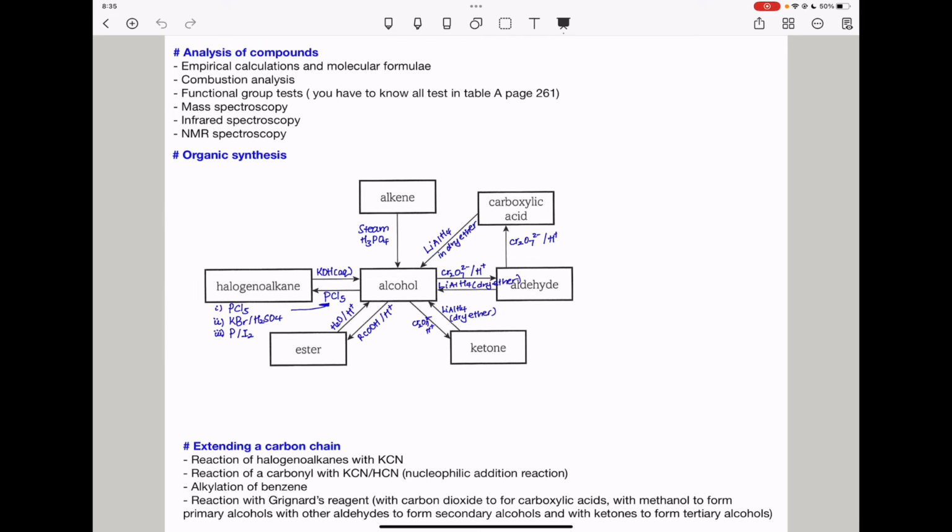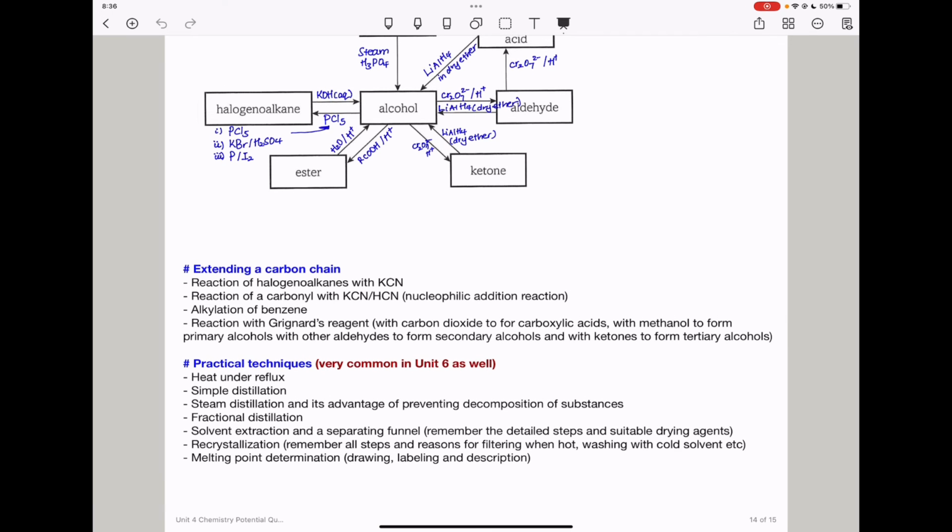And if you're forming iodoalkane, you can use phosphorus with iodine. Other questions that could come are extension of a carbon chain. This is very common, and I prefer you fully understand all these reactions. They could ask you reactions of halogenoalkanes with KCN, introducing CN to form a nitrile. And actually, this is a nucleophilic substitution reaction whereby the halogen is substituted by a CN to form a nitrile.